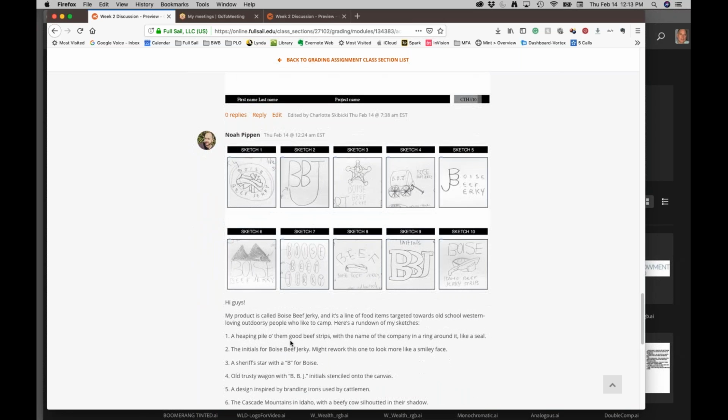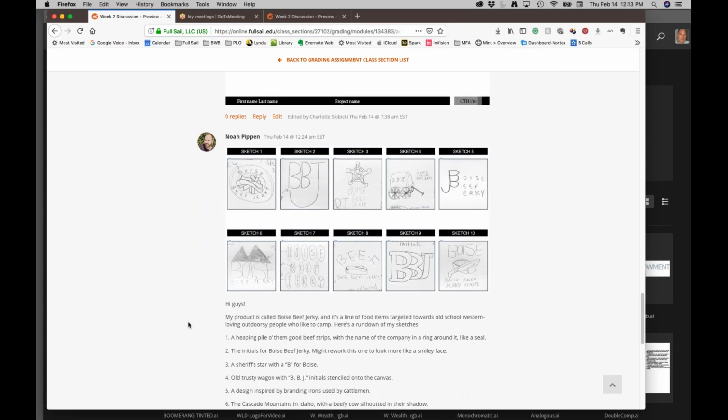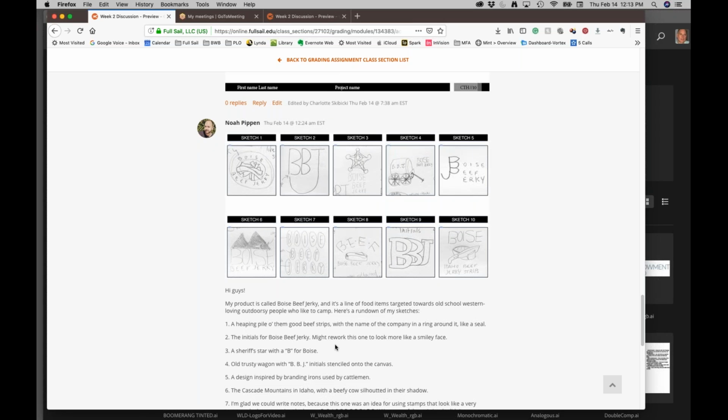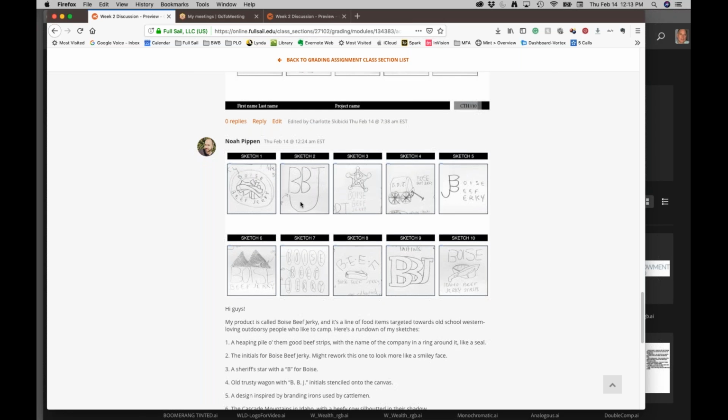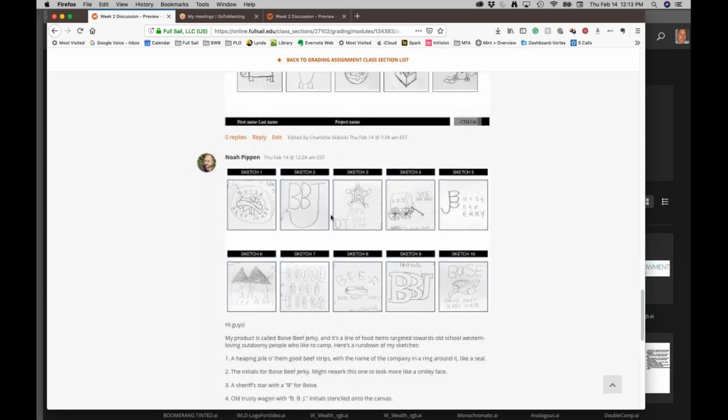Noah, let's see. You got Boise beef jerky. This is from Boise, Idaho. I see a lot of word marks and initials. I want you to come up with an image. So this is sort of like a picture of beef jerky with a circle with the type around it. The initials, and I'm not sure what is going on with this image. Looks like a smiley face. All right, if you think of this product, it's really for tough cowboy wannabes. So think about that.